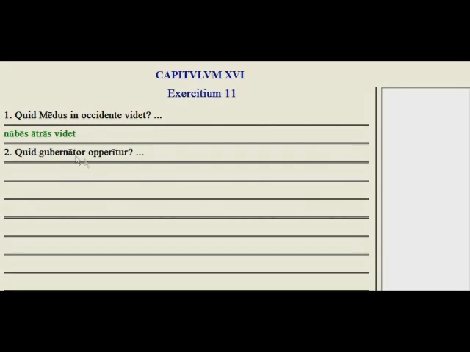"Quid gubernator exspectat?" What is the helmsman waiting for? Well, he's waiting for the storm to come. "Gubernator tempestatem exspectat." Okay, go ahead and try the rest of those exercises, and I'll see you back in the Grammatica.